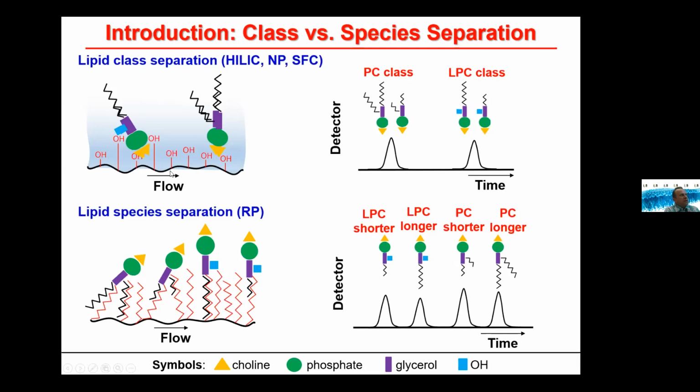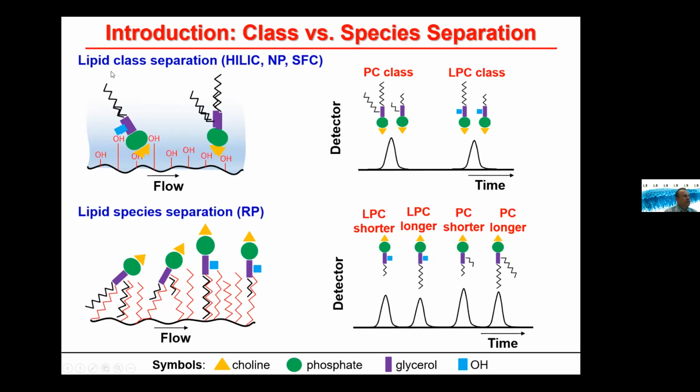Now I would like to start with the explanation of differences between lipid class and lipid species separation. We have prepared an artificial illustrative mixture of 4 molecules: 2 phosphatidylcholines with long chains and short chains, and of course the corresponding lysophosphatidylcholines with the same chains.